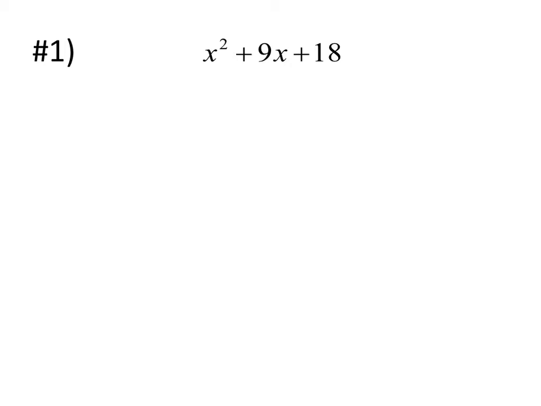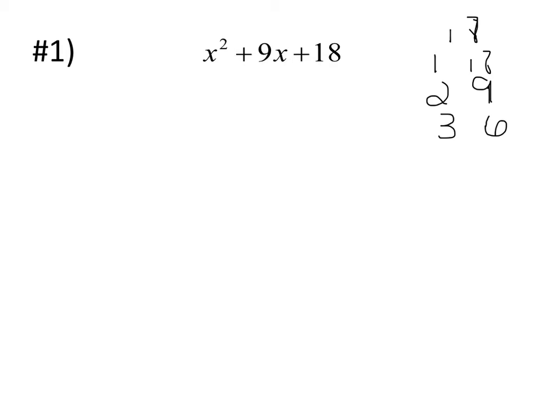Step 2 says that you're going to multiply the coefficient of the first term and the last term together. So you've got 1 times 18, which is 18. And then you're going to list those factors. So you've got 1 times 18, 2 times 9, 3 times 6, and then that's as far as it goes.